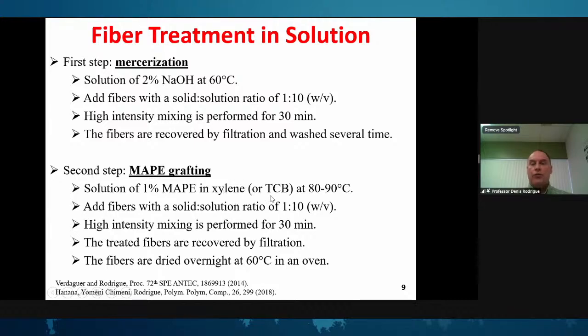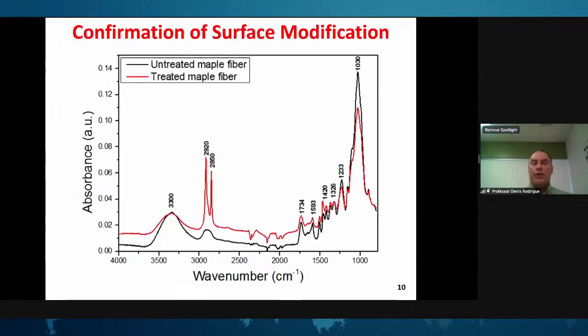So you have to select the solvent that will be able to dissolve the coupling agent that you're using. MAPE is quite difficult because we have to use specific solvents like xylene or TCB at high temperature. Then you optimize the fiber-to-solution ratio, and you do your mixing for a specific time. You filter the material, dry, and clean, and then you have your fibers that have been treated with the maleic anhydride polymer, let's say, specifically on the surface of the fibers themselves.